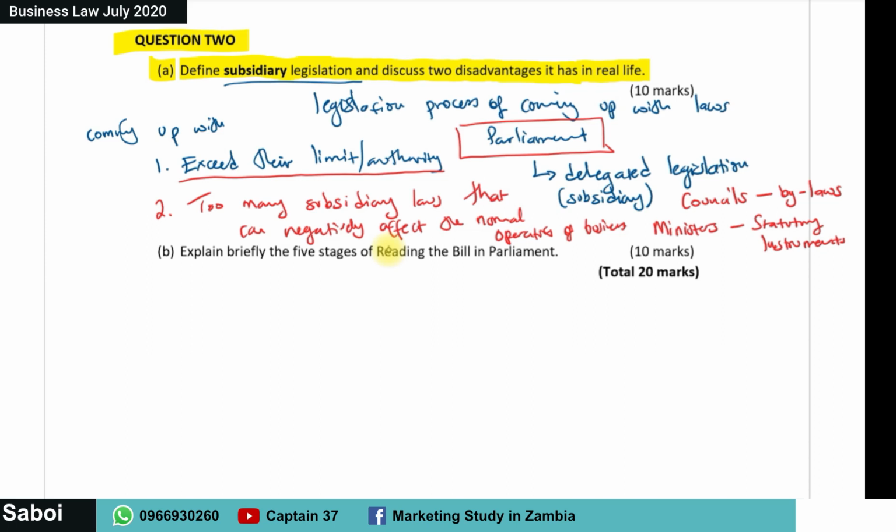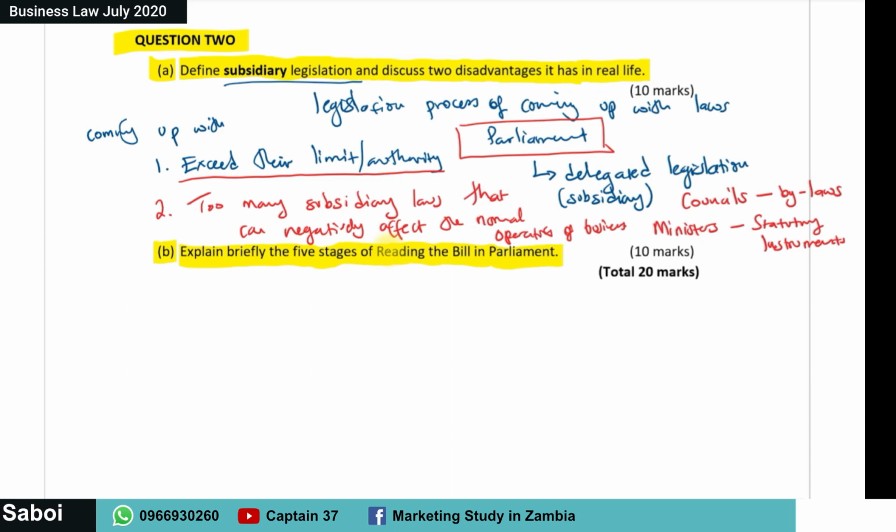Let's move on to B. B says, explain briefly the 5 stages of reading the bill in Parliament. Yes, reading the bill in Parliament. There's Bill 10. If you're following what's happening with Bill 10 in the country, you should be able to answer this question much more easily, because everyone's talking about Bill 10. Okay? I'm not going to say anything about it. Read for yourself and make up your own minds.